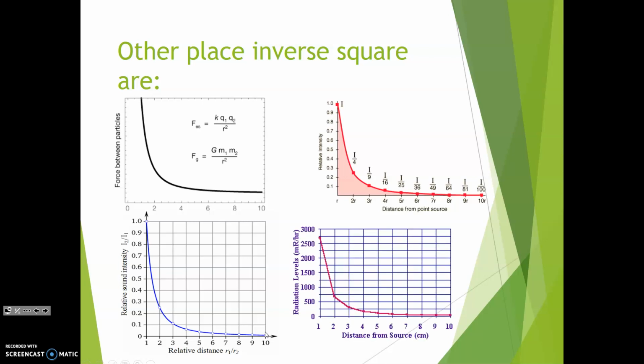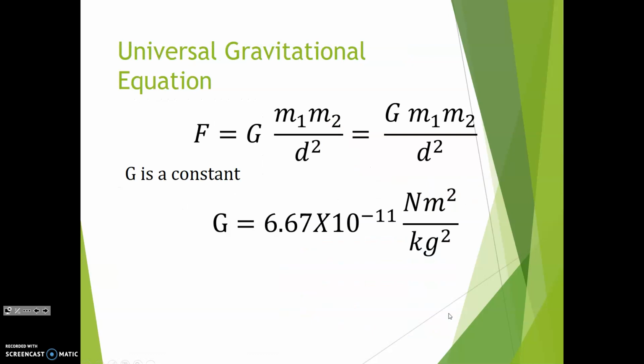Radiation level, same thing. If you're close to a radioactive source, just doubling the distance will decrease it by a quarter. Increasing it by 10 times, you can decrease the overall radiation effect by 100 times, or 10 squared.